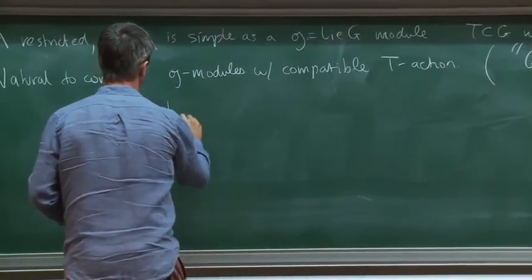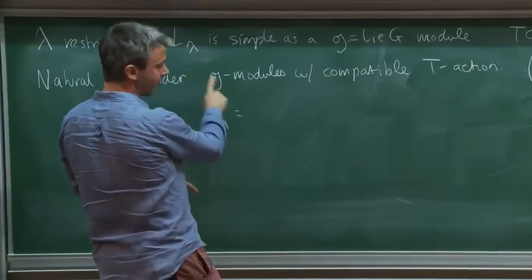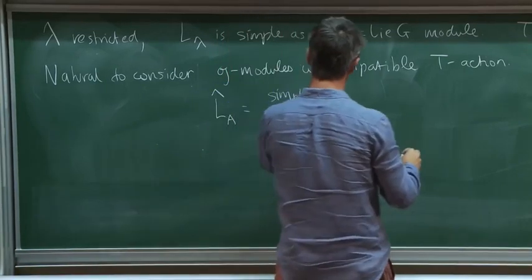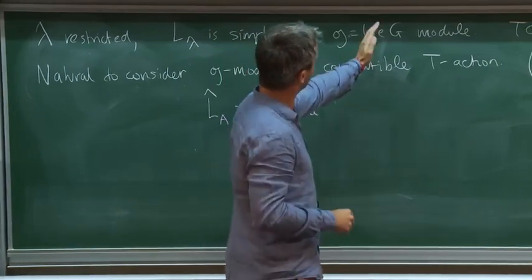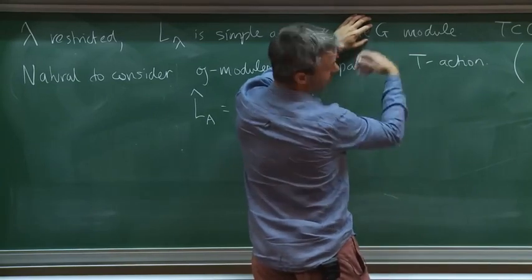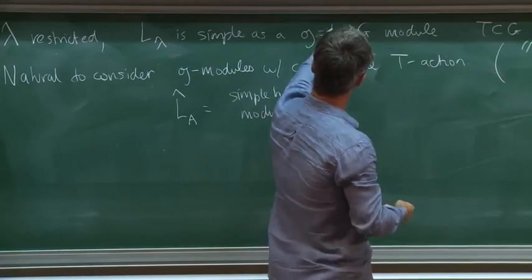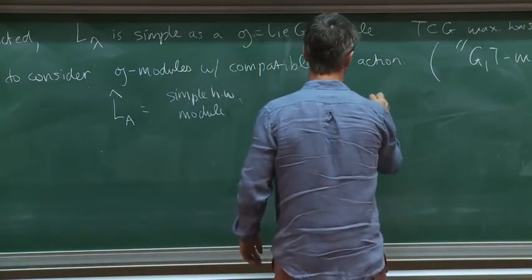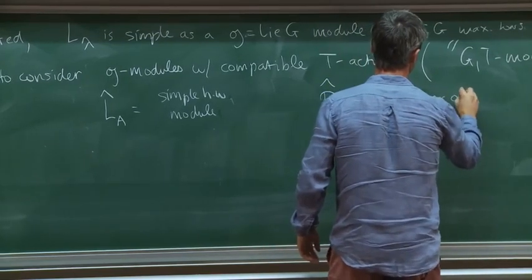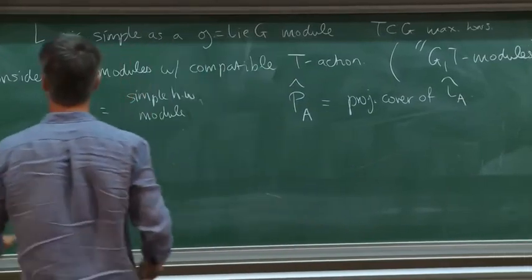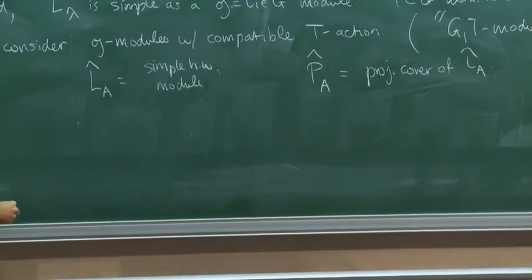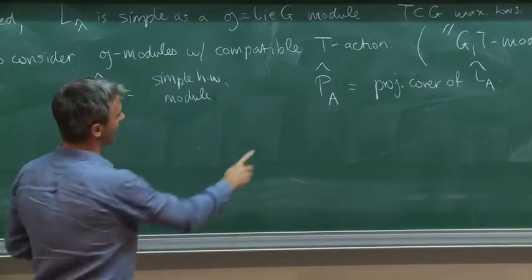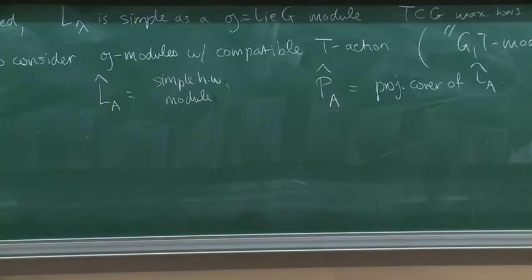And so here I'll write hat for G1T modules. So this is a simple highest weight module. In the representation theory of G, the projective modules are kind of pro-objects, so they're very large and you don't usually work with them. Whereas in the world of G1T modules, you have these nice finite dimensional projective covers. So this is the projective cover as a G1T module. And then the Lustig periodic formula. Knowing the character of this is basically the same question as knowing the character of this.